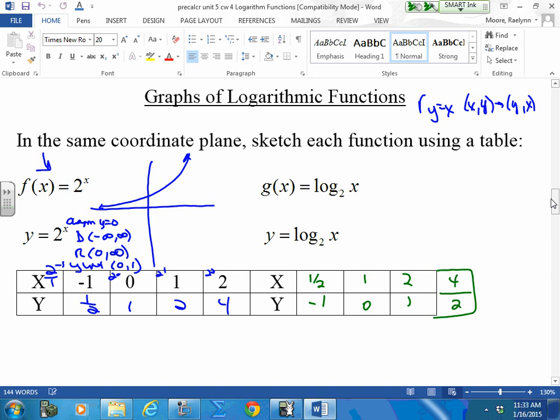When you graph this, the point that you're going to look at is the point 1, 0. This is what's going to be in common in all of these, your x-intercept. Because doesn't the y become the x? So we're interchanging. So now this point over here will become this point here.